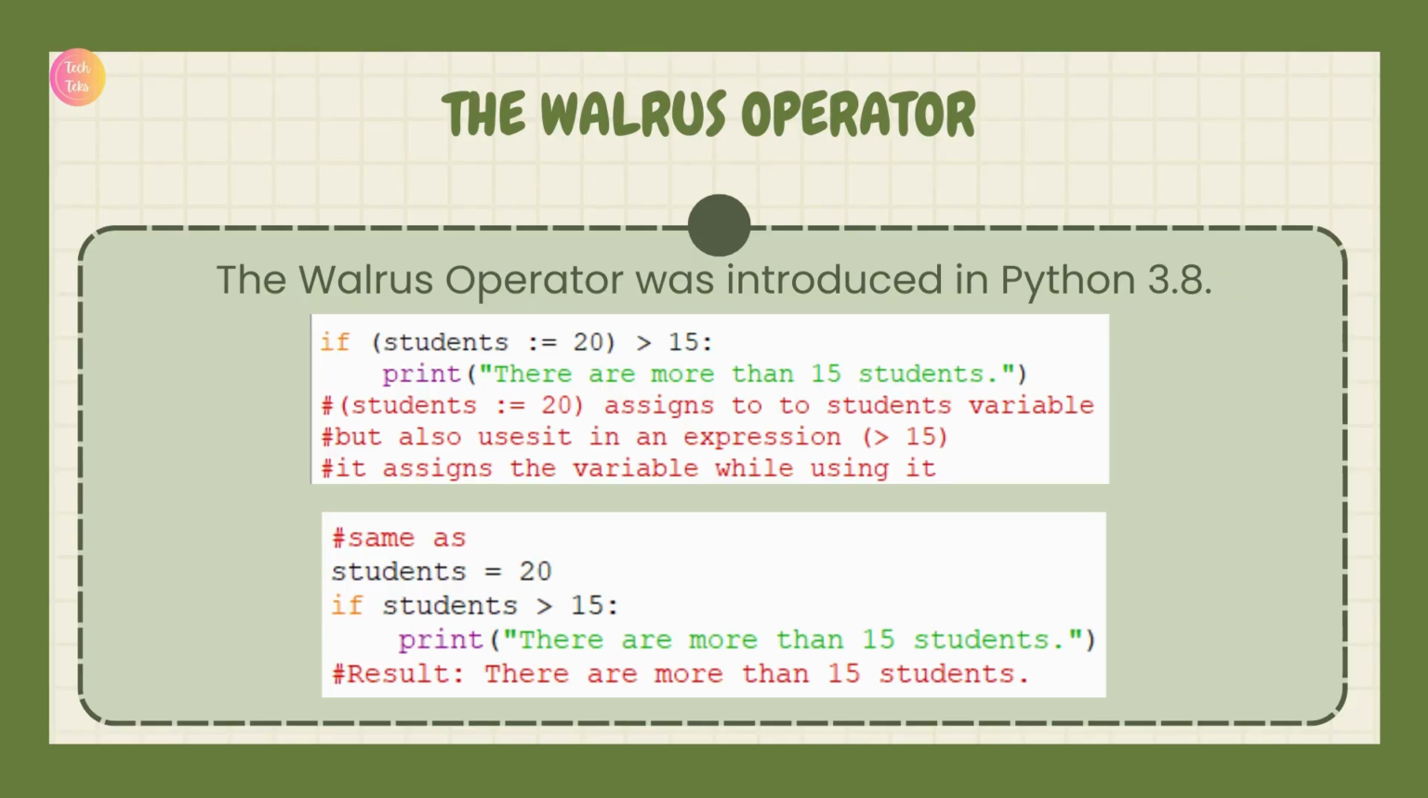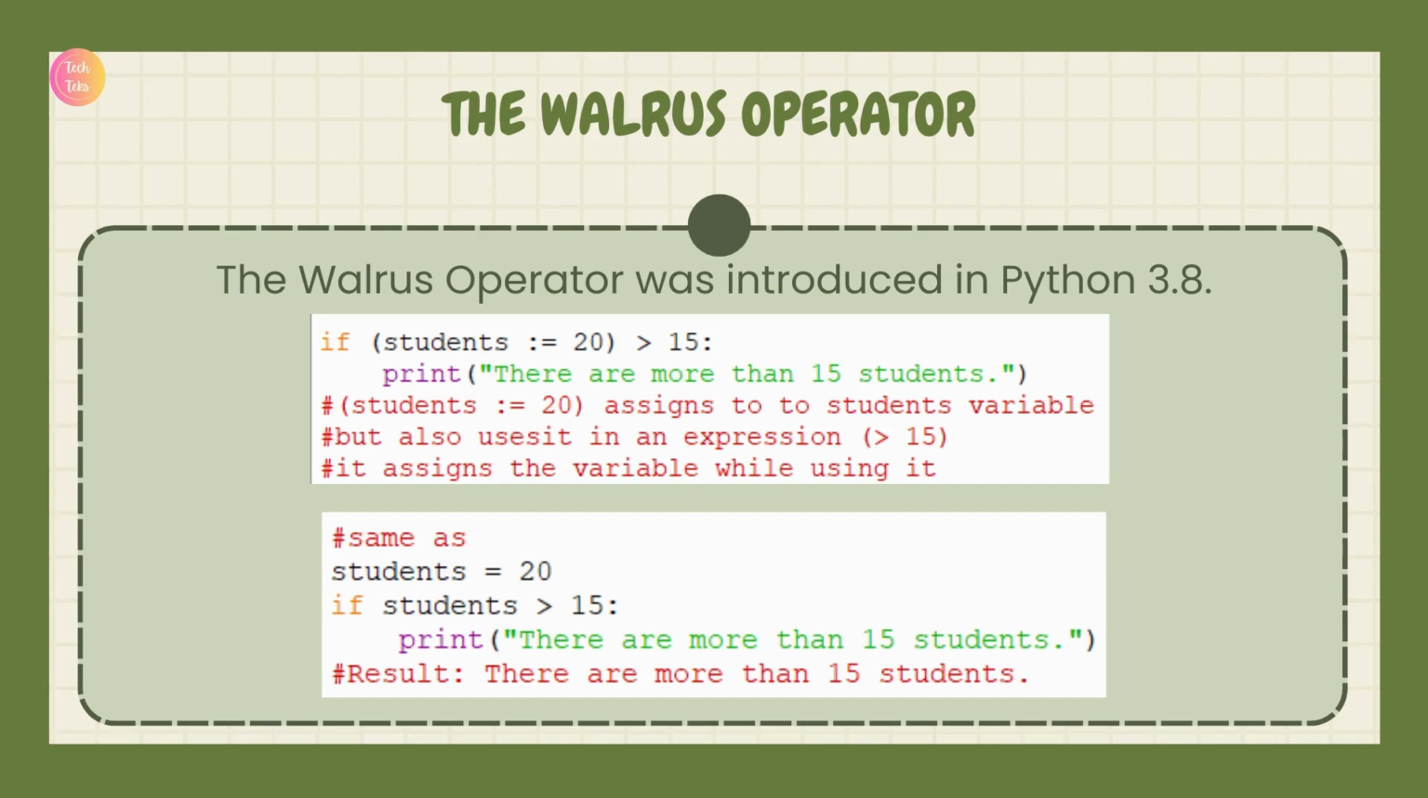If students, then the colon equals to, that is a Walrus operator, equals to 20 is greater than 15. So basically, you've not just only compared 20 to 15, not just that, you've also created a variable called students. So if a student is 20, then you've basically said student equals to 20 and then compare 20 greater than 15. And obviously that's true, so it gives you there are more than 15 students. So you're doing 2 at once.